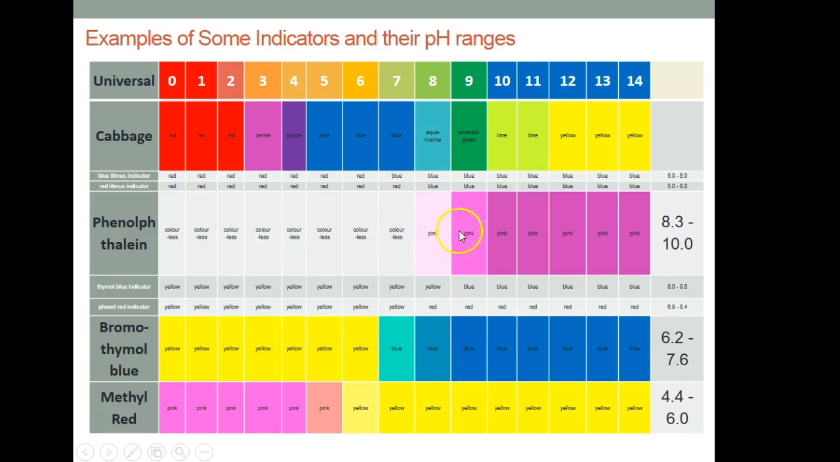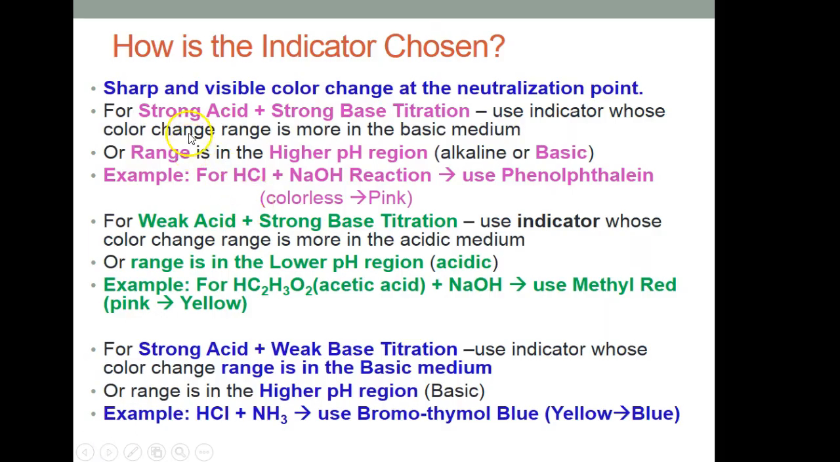Phenolphthalein would have to be more in the neutral region. Okay, cabbage and universal, you can use it for any type of neutralizations, all right, whether it's acidic or neutral or basic. So you need to get a sharp, visible color change at the neutralization point. That's how you choose your indicator.